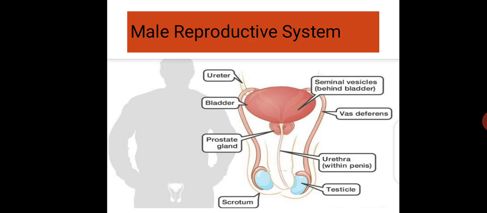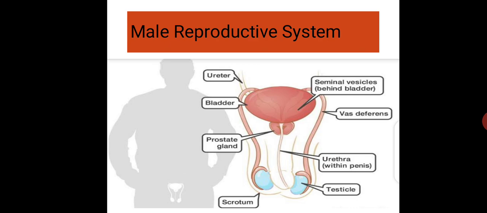You can see that every part of the body, there's a linkage between each of the body parts and all that. So you can see we have the prostate gland, the urethra, the scrotum, the testicle, the vas deferens. Okay.